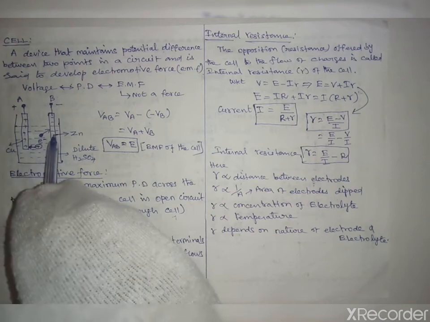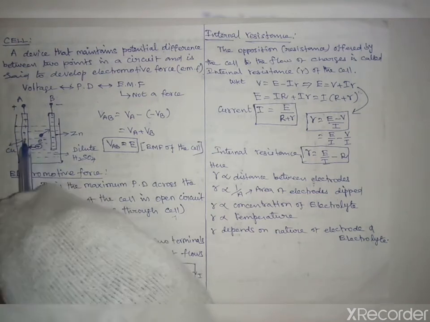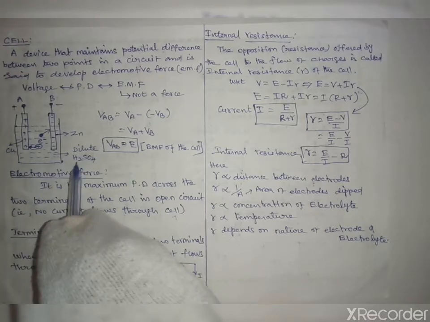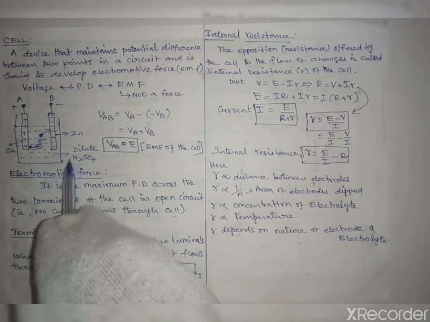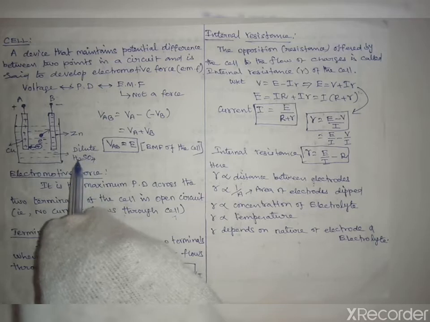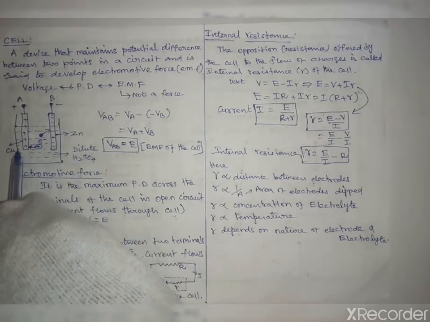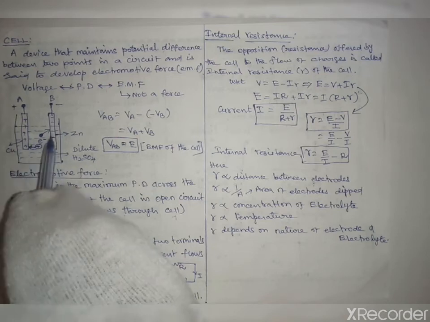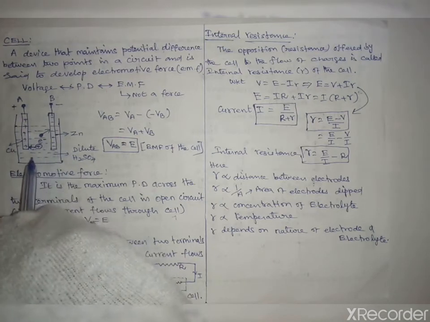and a cell typically consists of 2 electrodes. One is the anode, the positive electrode, and the negative electrode is called the cathode. Both electrodes are immersed in an electrolyte, dilute H2SO4. For example, we have taken dilute sulfuric acid as the electrolyte, and a copper rod and a zinc rod as the electrodes. Here copper is acting as the anode and zinc is acting as the cathode.